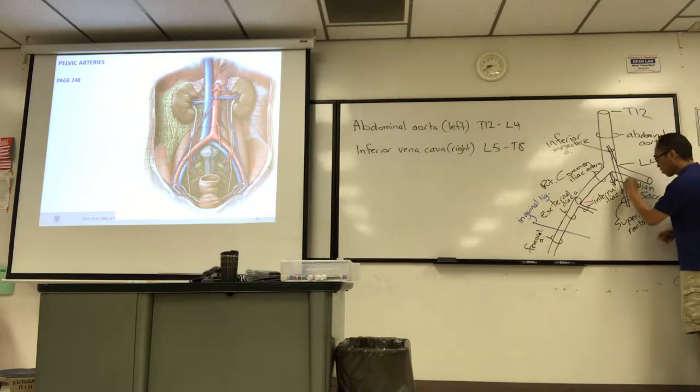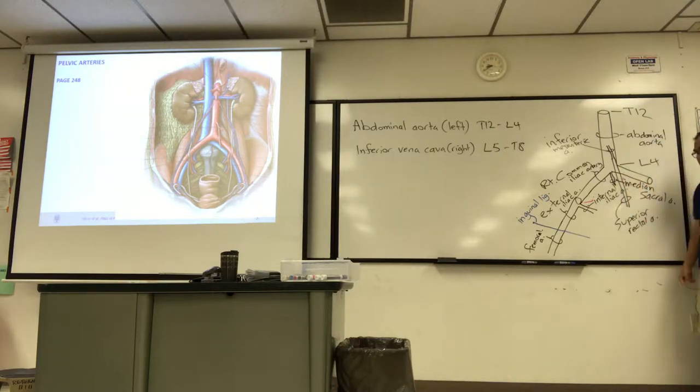Here's median sacral artery. That's a single. That's three. Here's superior rectal artery that enters the pelvis. Here we're up to four. And for males, that's it.